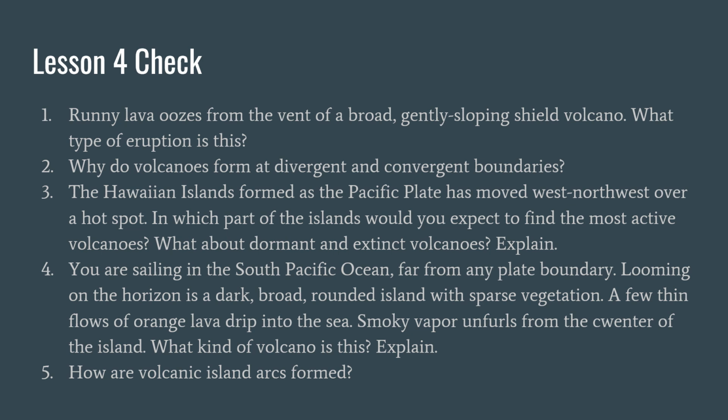5. How are volcanic island arcs formed? Subduction of oceanic crust results in plumes of magma rising up through the overlying plate. If the magma penetrates the crust, it can form volcanoes that may grow tall enough to become islands. A series of these may form along the plate edge in a row or arc. And that concludes Lesson 4.